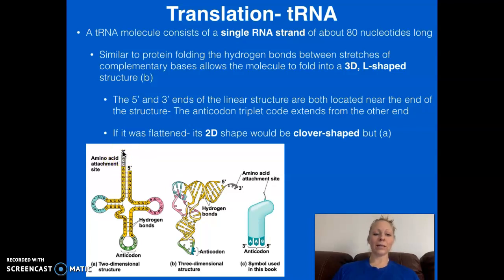When we let the hydrogen bonds between the base pairs align and bond, we'll see that it takes on this 3D shape, once again similar to protein folding. These intermolecular forces are going to cause the 3D shape to form. This is allowed because of these long segments of open base pairs, since it's a single-stranded molecule. When we're looking at tRNA in the book, we're going to see that it looks like this. Here's the attachment site for the amino acid, and here is our anticodon.